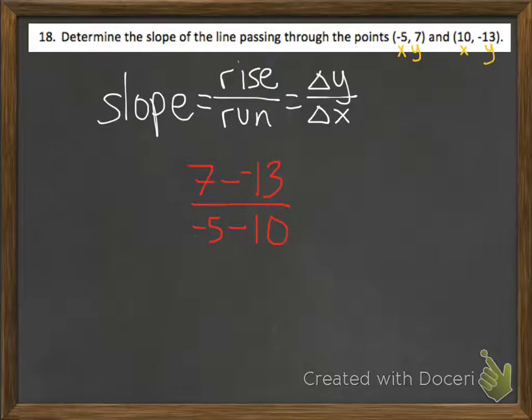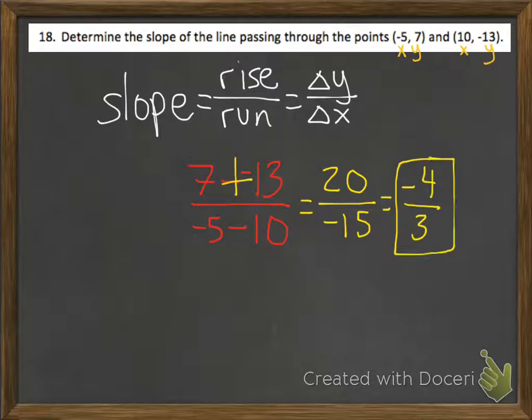I can simplify now, and 7 minus a -13 is going to become 7 plus 13, which gives me 20. -5 minus 10 gives me -15. As I divide these two numbers, 20 divided by -15 is -4/3, and that is my slope.